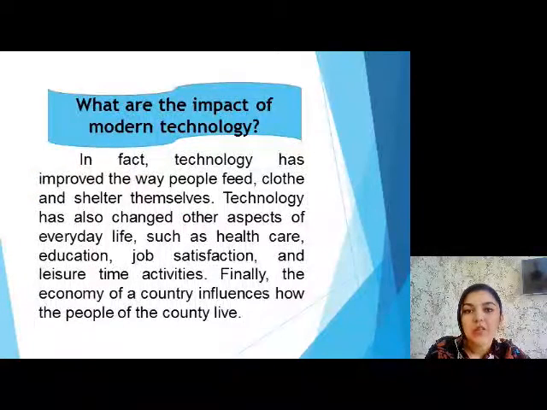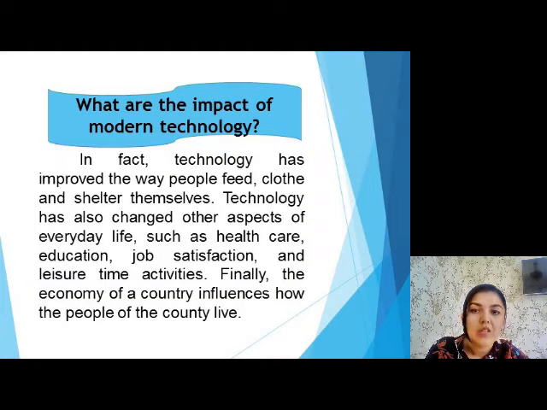And next, what is the impact of modern technology? In fact, technology has improved the way people feed, clothe, and shelter themselves. Technology has also changed other aspects of everyday life, such as health care, education, job satisfaction, and leisure time activities. Finally, the economy of a country influences how the people of the country live.